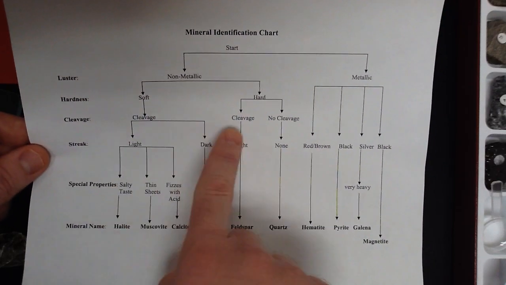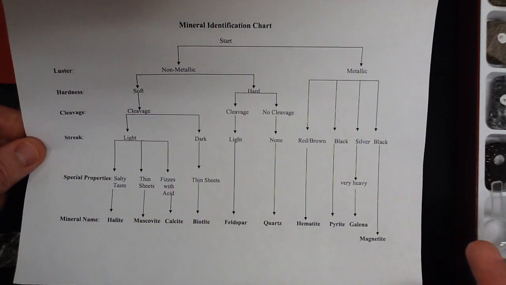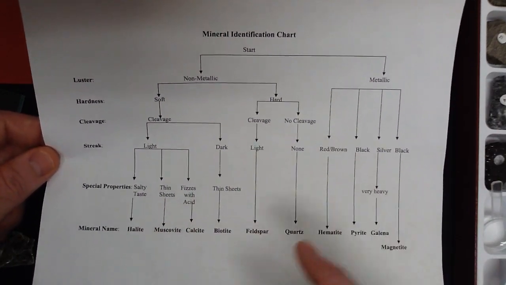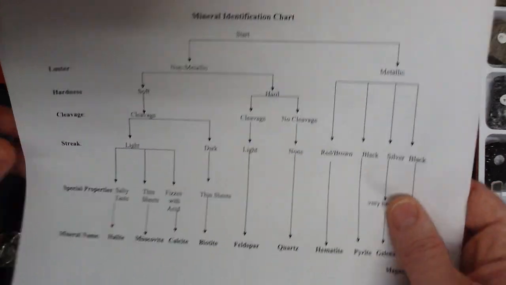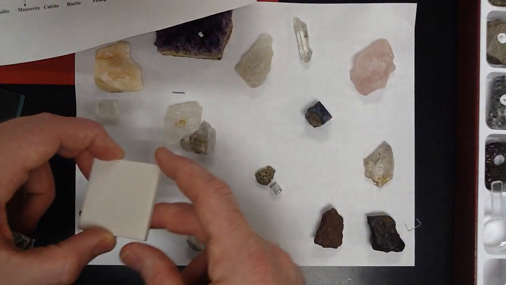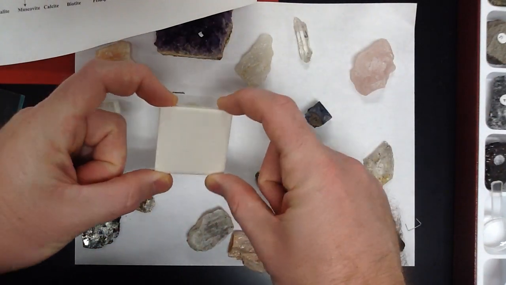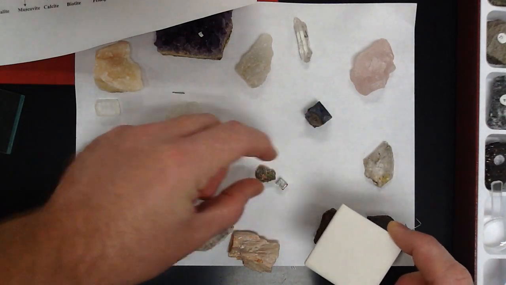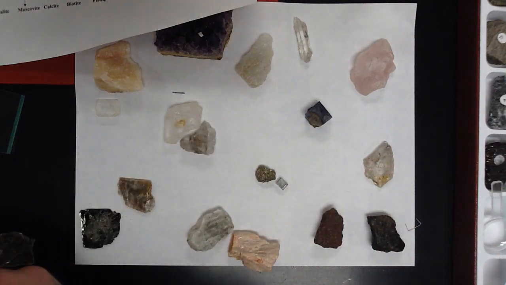Then they ask, does it have cleavage or no cleavage? This may be difficult to determine. I'm going to show you a couple of examples that do and don't. Then they're going to ask you about the streak. One of the things you're going to be able to do is take a streak plate and rub the mineral across the plate to see if there's a streak left. I will show you that as we go through some of the minerals.